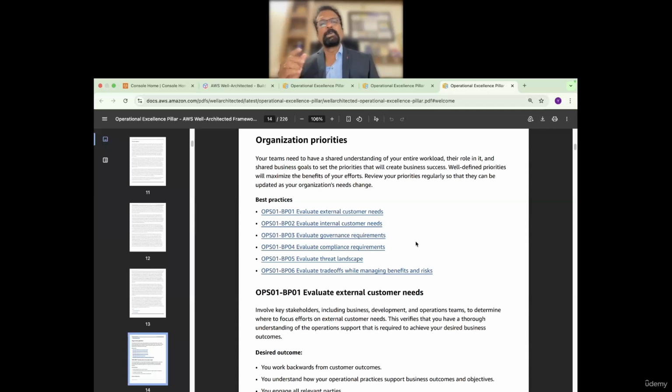Now, what you will do is pick each of these elements and first try to understand theoretically what you mean by evaluating customer needs. This is a long exercise.